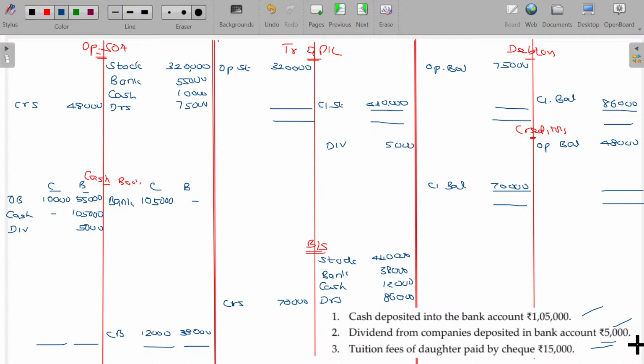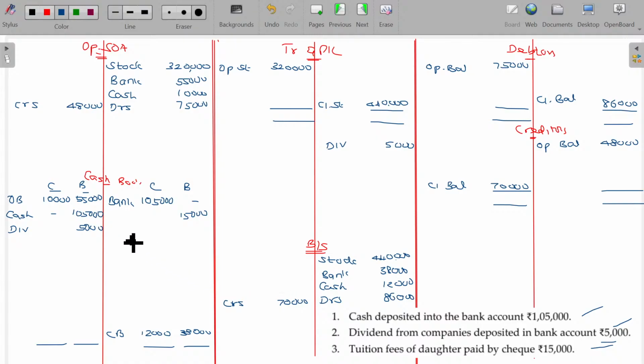Tuition fees of daughter paid by check. Come on, show me. In the payment side of the bank account, 15,000 should be shown. Clear? And tell me where to adjust this. Tuition fee of daughter, where will it come? P&L account expenses? Drawings. Owner's personal expenses. We learned all these things earlier, right? It's now out of my memory, sir.